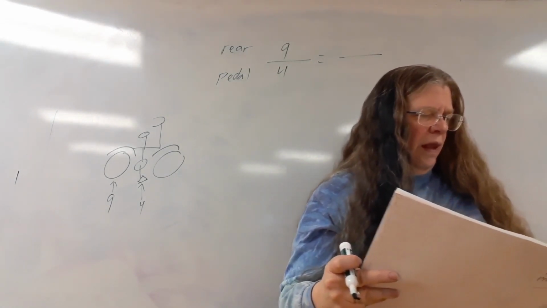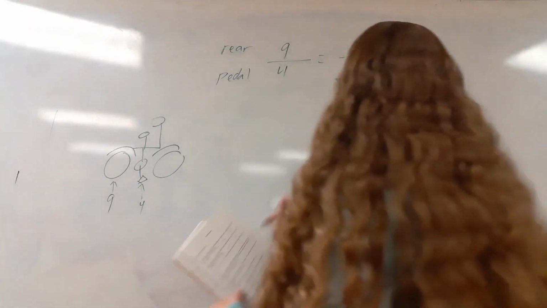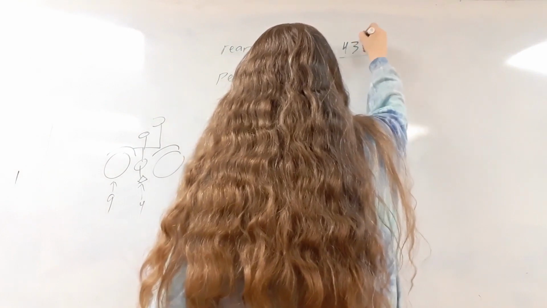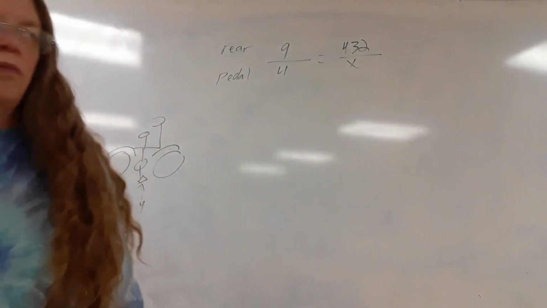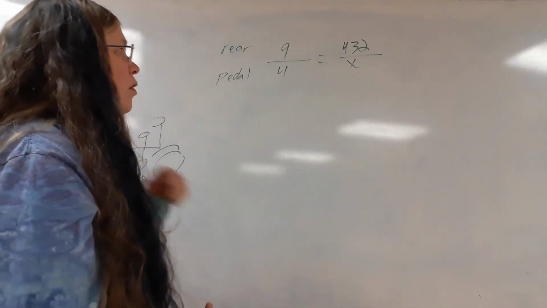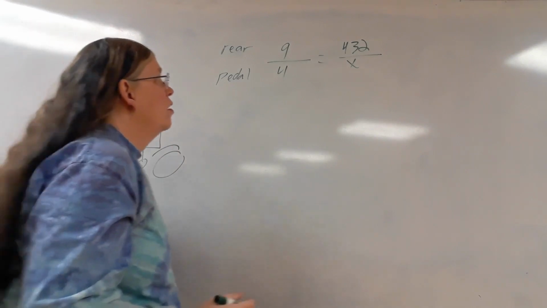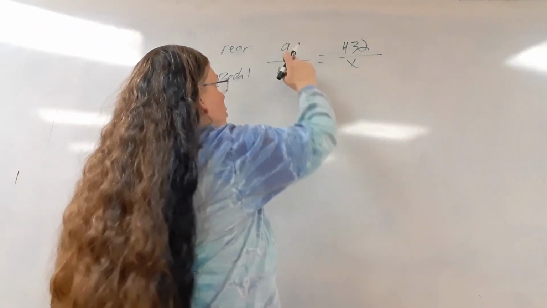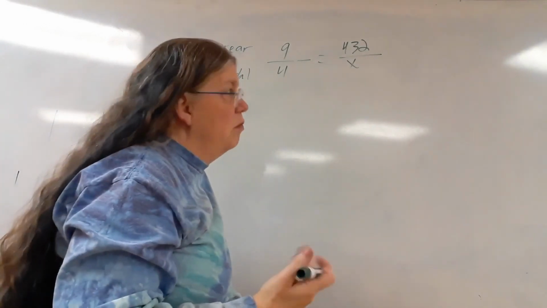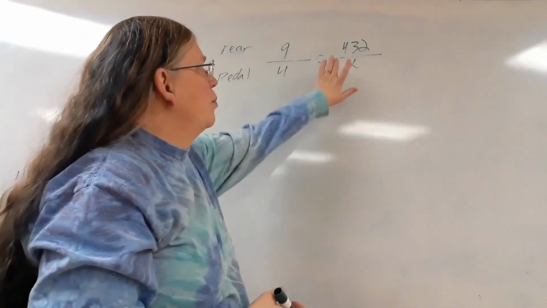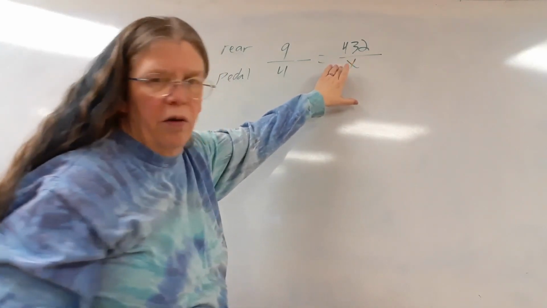Okay? If the rear wheel makes 432 revolutions, how many times does the pedal wheel go? Okay? So 4 and 9, there's not a relationship that we can work with there. We know that it's a little under half. So we're going to be looking for something around 200. That gives us a ballpark to look at.